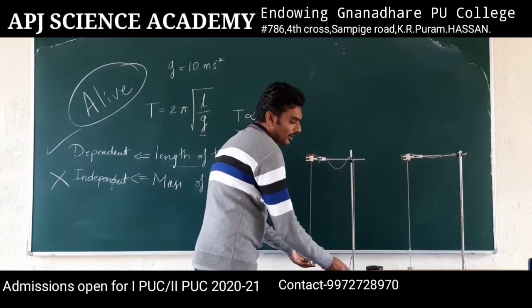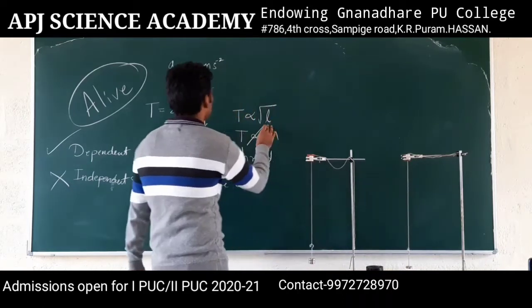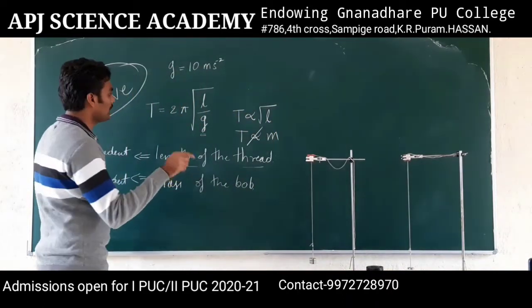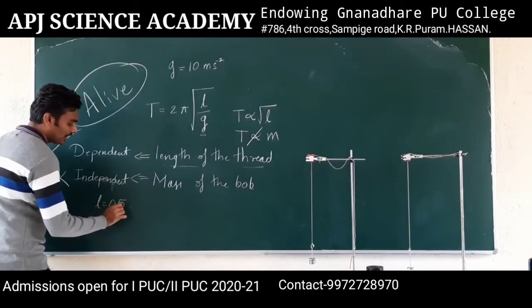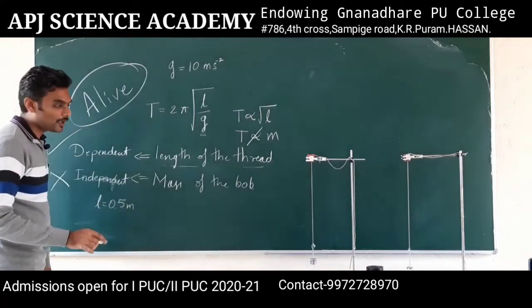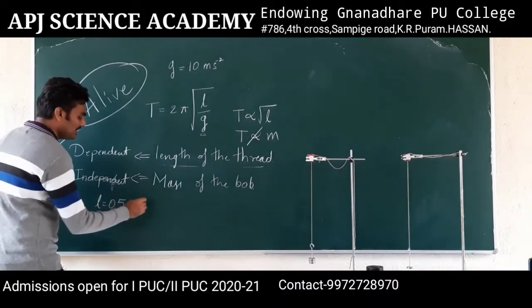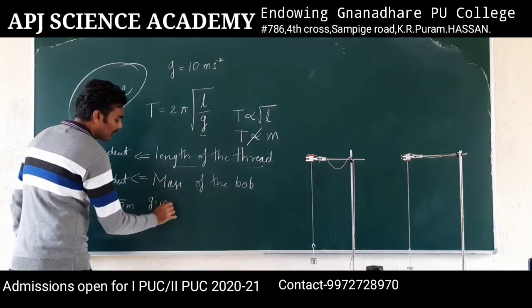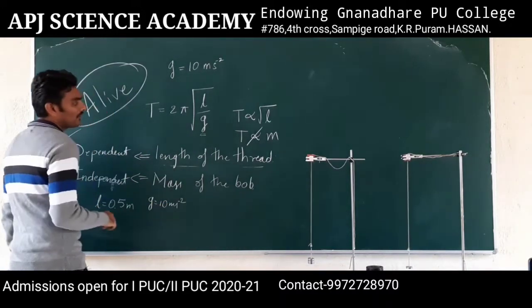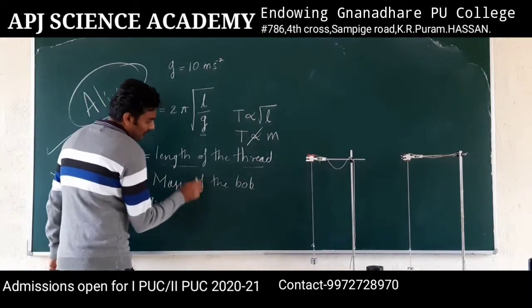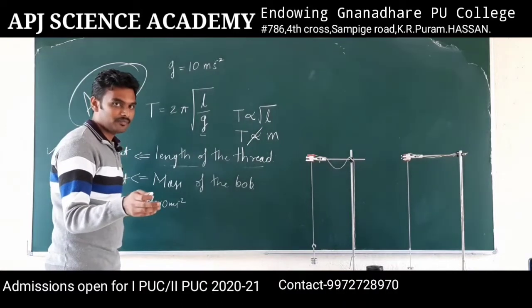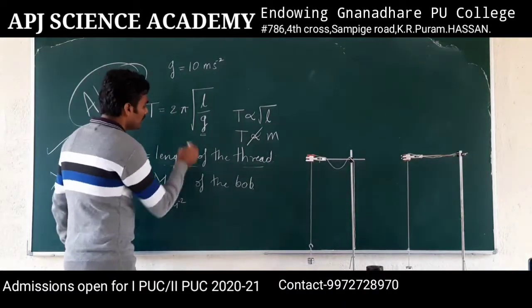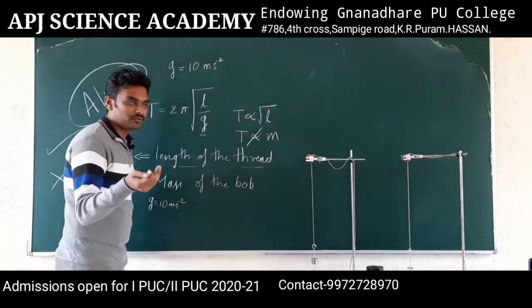It is 50 centimeters, now keeping it in meters. So the length I have chosen is 0.5 meter, and g is 10 meters per second square. The value of pi is 22/7, you all know that, right? And 2 pi is close to 3.14.